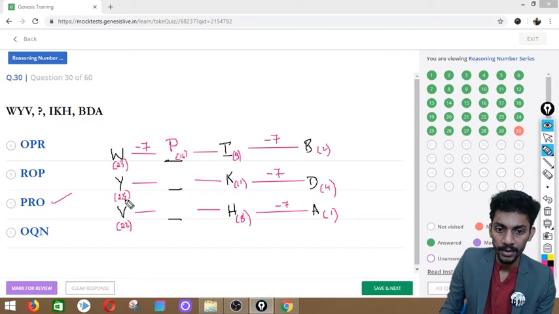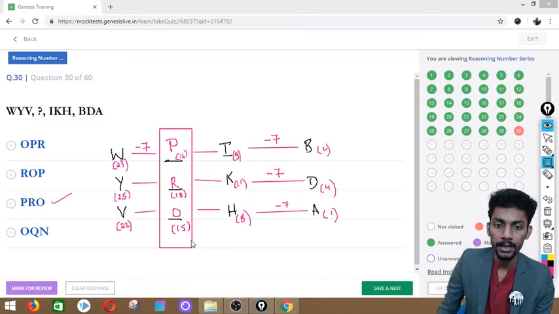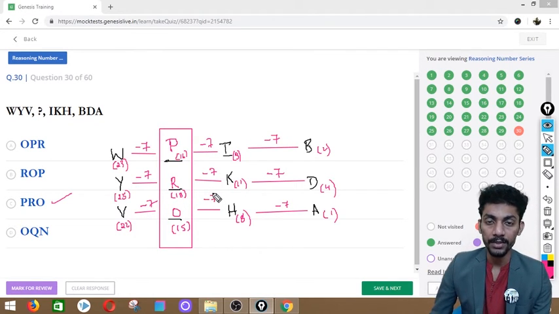We'll further solve. 25 minus 7 is 18. Which is the 18th letter? It is R. 22 minus 7 is 15. Which is the 15th letter? O. So the answer is P, R and O. Minus 7 everywhere. So minus 7 here, minus 7 here, minus 7 here. Even here, minus 7 and minus 7. So that's the answer for question number 30.